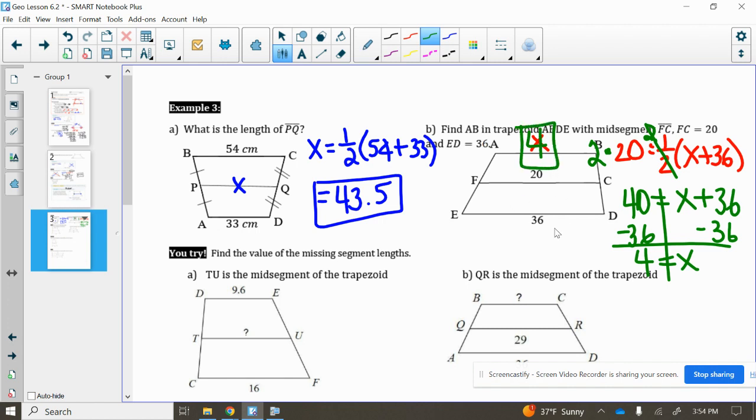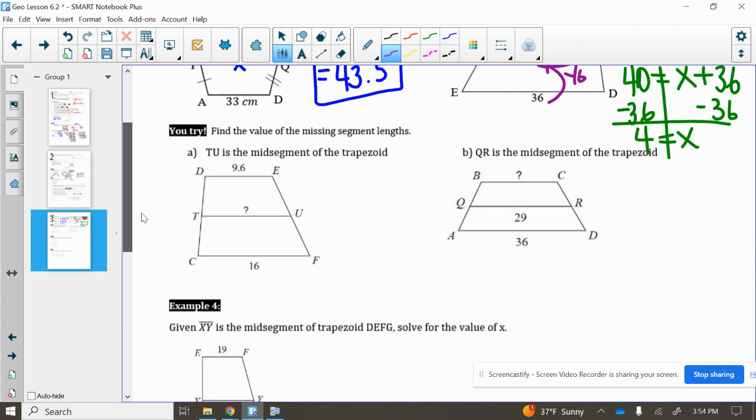Okay, and again, this makes sense. If I went down 16 to get to 20, and I go down 16 more, I got to 4. So you can kind of double check mentally, oh, I subtracted 16. I'd have to subtract 16 more to get to my other base, again, because it's directly in the middle. Right, so we have two examples for you to try. The first is asking you to find the value of your missing mid-segment, TU. The other is asking you to find the value of the missing base given the mid-segment.